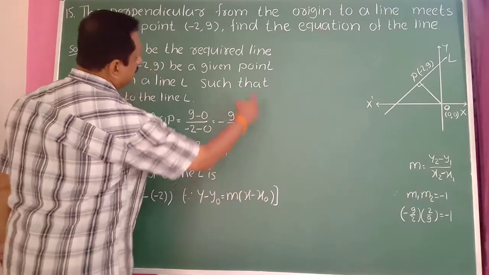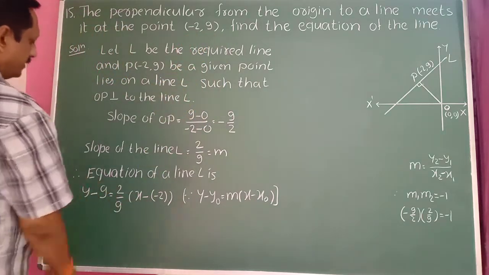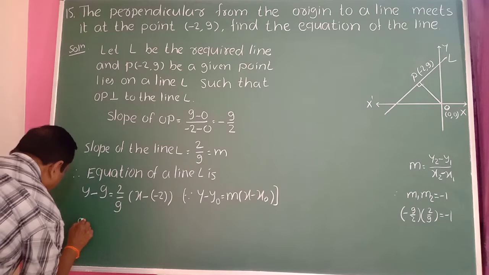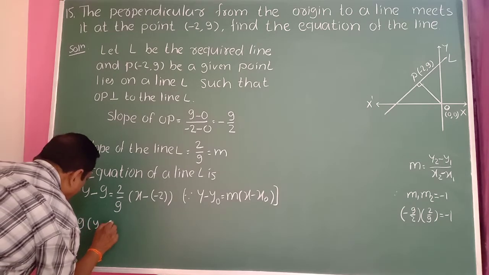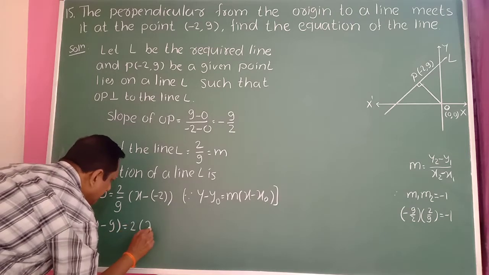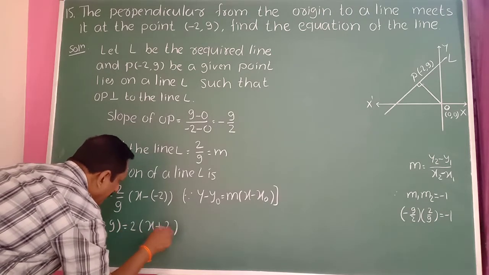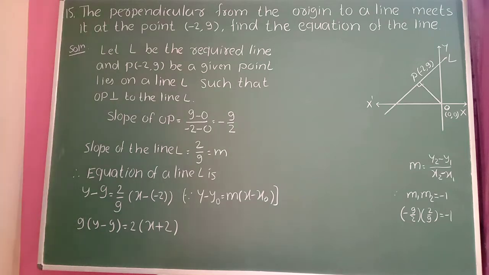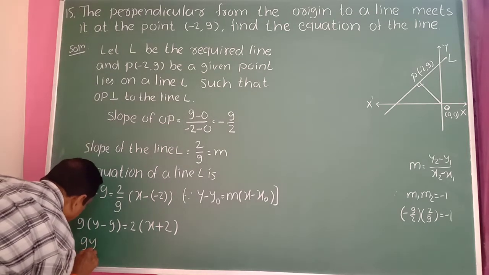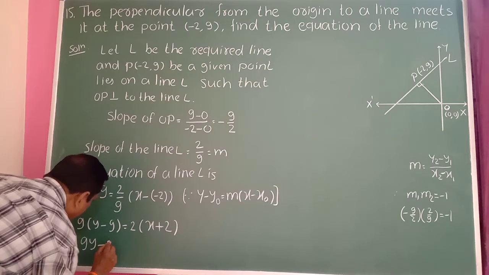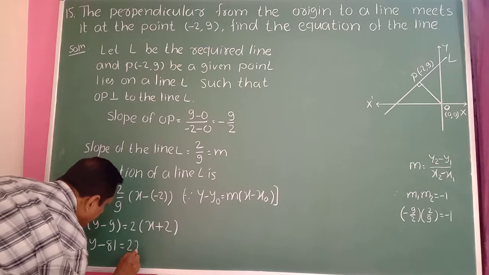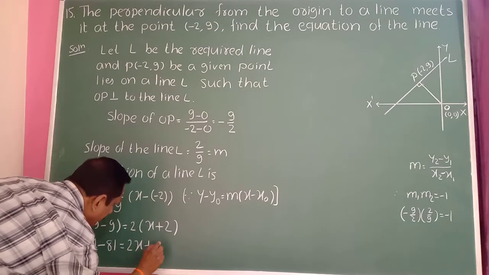x minus x0 is x minus (-2). Take this 9 to the other side and cross multiply. So 9 times (y minus 9) is equal to 2 times (x plus 2), since minus into minus becomes plus. Taking 9 inside the bracket, 9y minus 81. 2 times x becomes 2x, 2 twos are 4, plus 4.